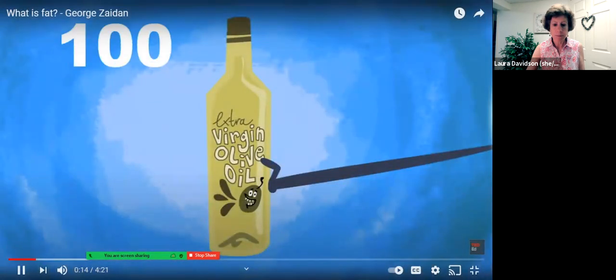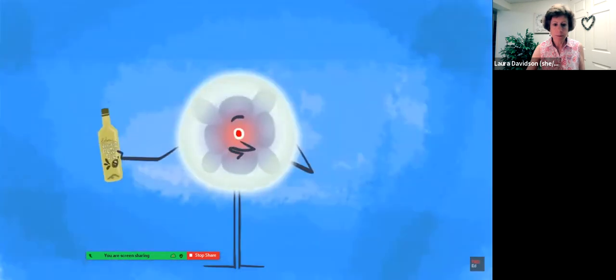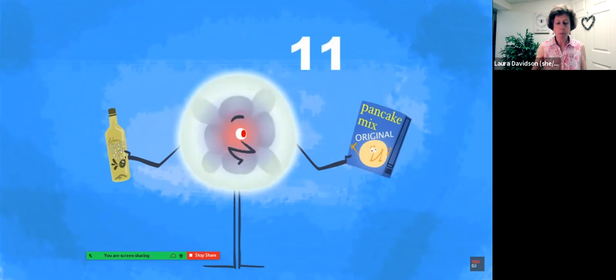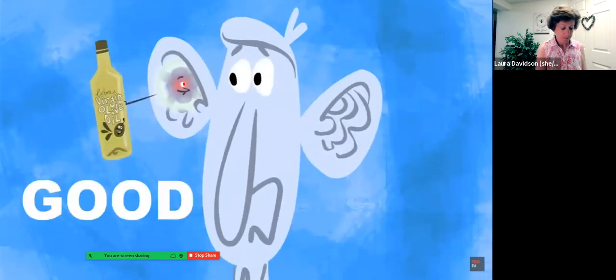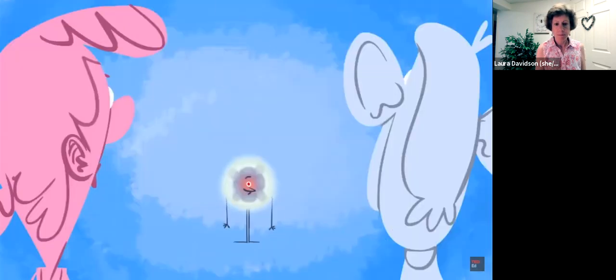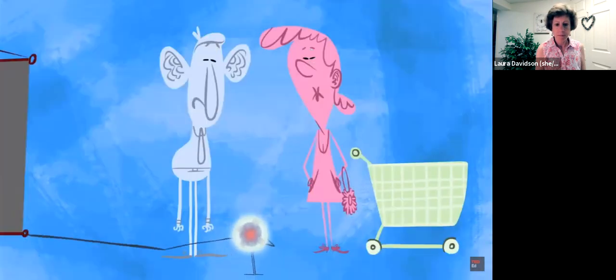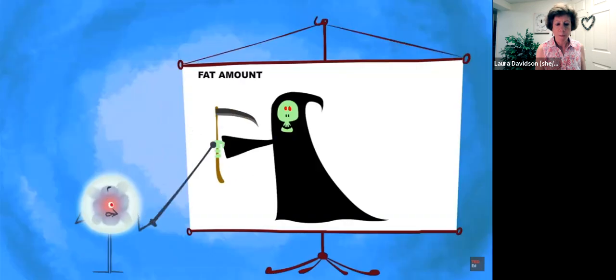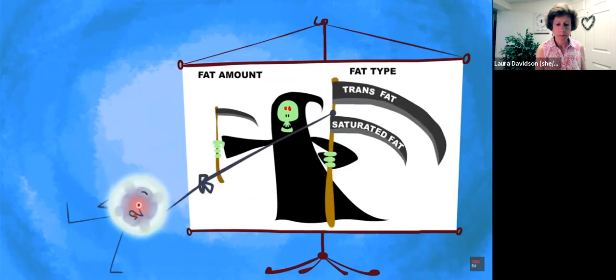Olive oil is 100% fat. There's nothing else in it. Pancake mix, on the other hand, is only about 11% fat. And yet, olive oil is good for you, and pancake mix is not. Why is that? As it turns out, the amount of fat we eat doesn't impact our weight or our cholesterol or our risk of heart disease nearly as much as what kind of fat we eat.